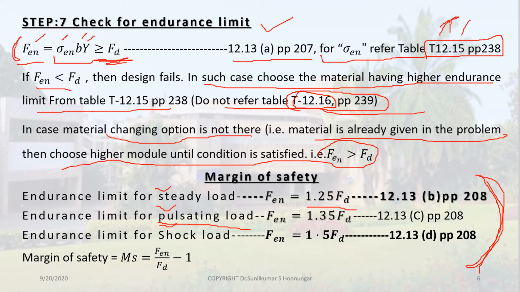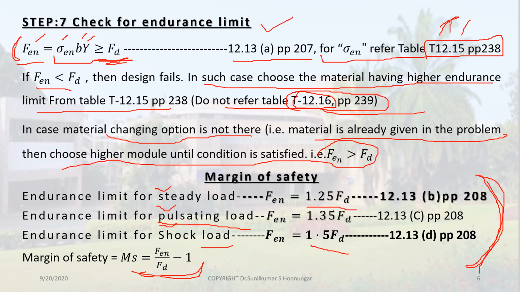Shock load is sudden; pulsating load shuffles between positive and negative loading, as I showed previously, and steady load is a constant load. For the endurance factor, it is 1.25 times, 1.35 times, and 1.5 times. And margin of safety is this, and remember, margin of safety should always be greater than 1.